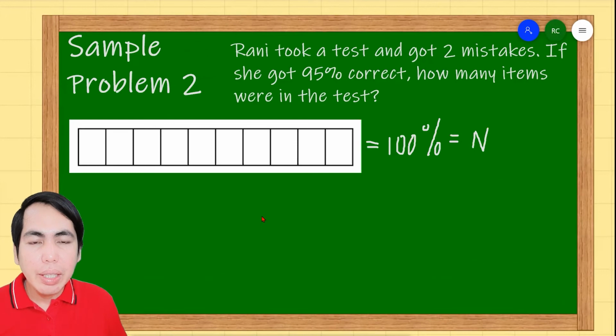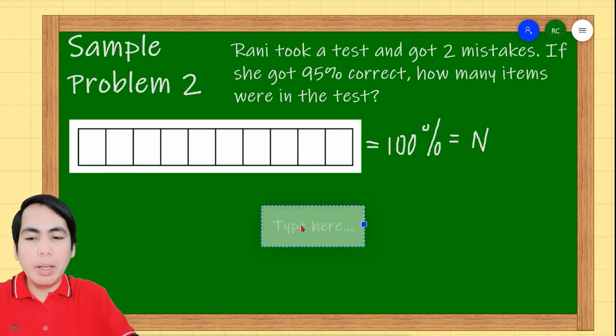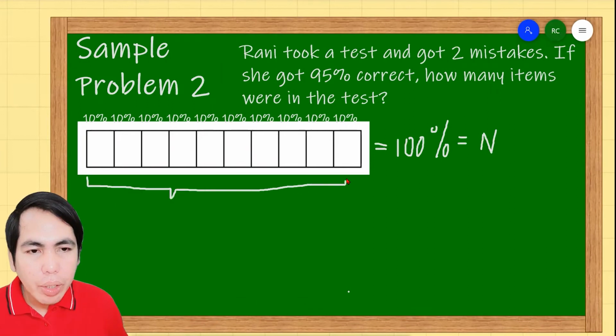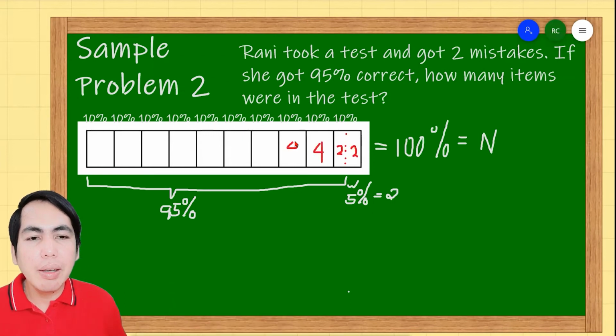Since the block is divided equally into 10 equal parts, each part is equivalent to 10%. The 95% is equivalent to 9.5 units or parts, while what is left is 5%, and that is equivalent to 2 mistakes because she got 95% correct. Now, meaning to say that half of each block is 5%, that is equivalent to 2. So therefore, the value of each block is 4.